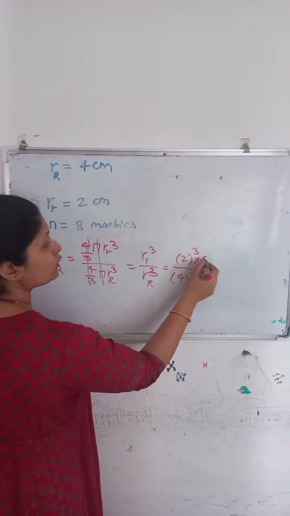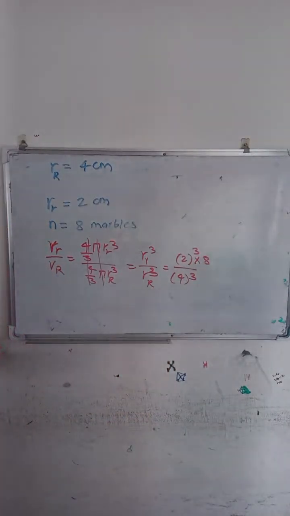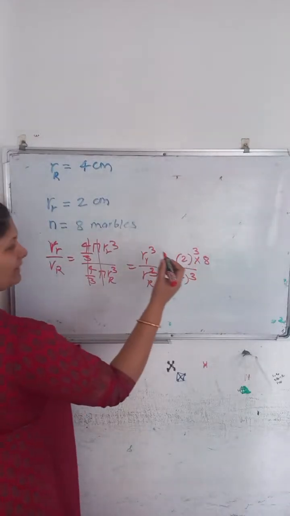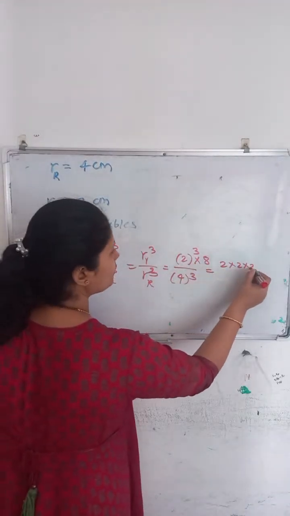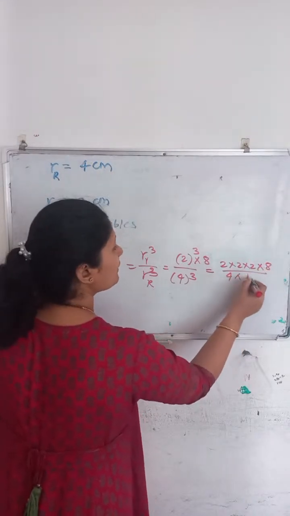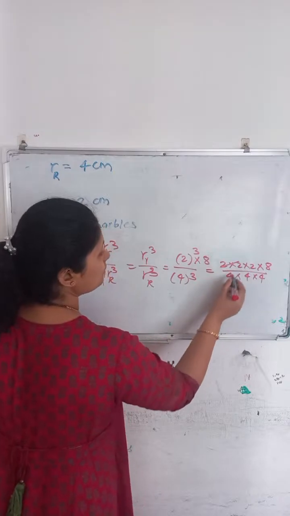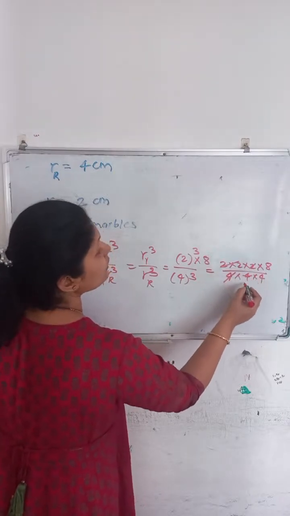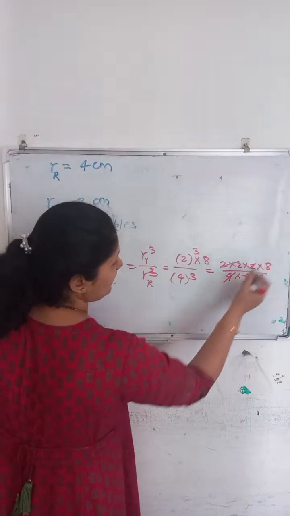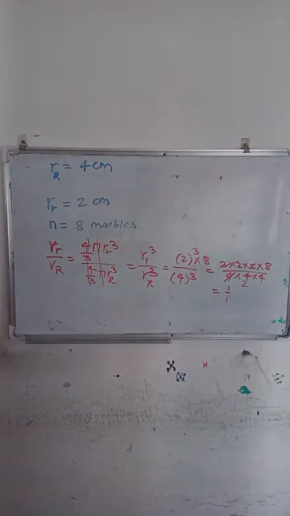But Reshma has a total of 8 marbles, and one marble has radius 2. That means we have to calculate the total for all the marbles she has. So for the volume, I multiply by 8 and write 2 into 2 into 2, and here 4 into 4 into 4. 2 ones are 2, 2 2s are 4, 4 2s are 8, and this is 8. So we get a 1:1 ratio. Can you understand how the question is asked and how to solve it?